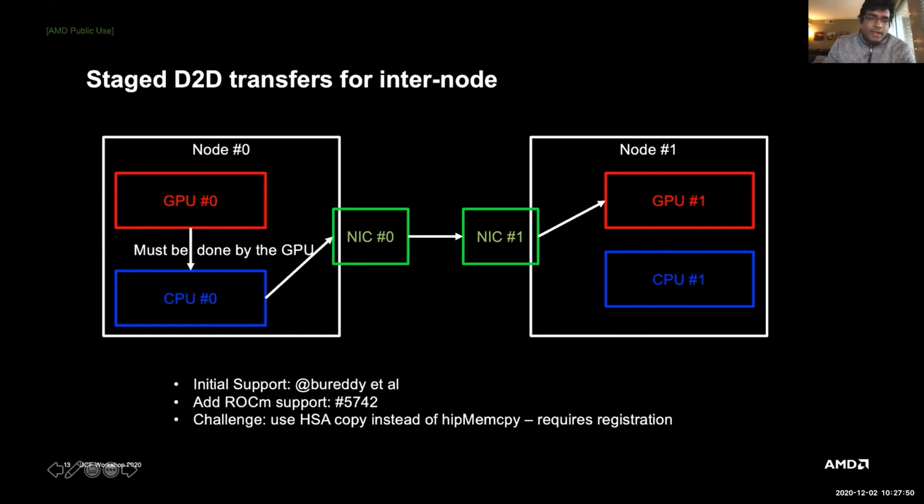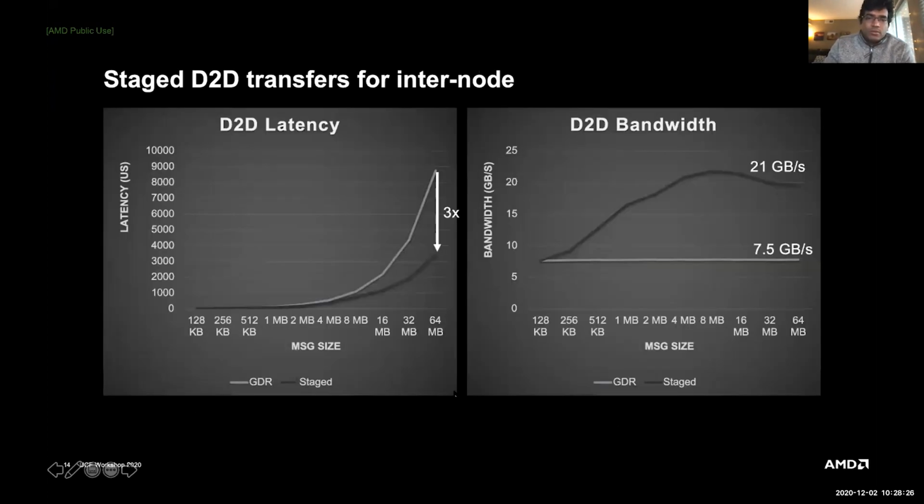The challenge and the slight difference from how it is done for NVIDIA GPUs with ROCm is that instead of using CUDA memcpy to do this staging path, we use HSA copy, which is equivalent to the driver-based copies for CUDA. And this requires the host memory to be registered by the GPU in the ROCm copy module. That has some interesting side effects and requires some changes that need to be addressed.